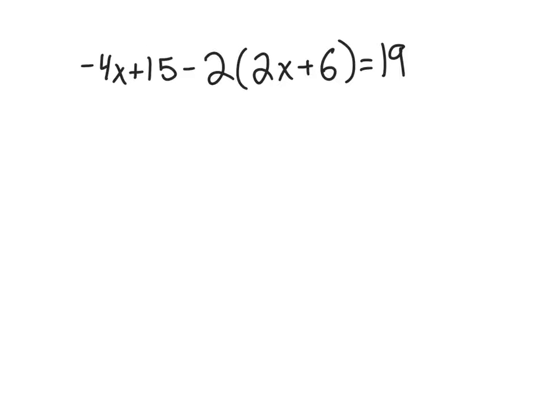This is an example of solving an equation that has multiple different terms and requires us to distribute into parentheses. The first step that we want to do after we draw our line to keep our work neat is distribute. That means that we're going to multiply -2 to 2x and to 6.